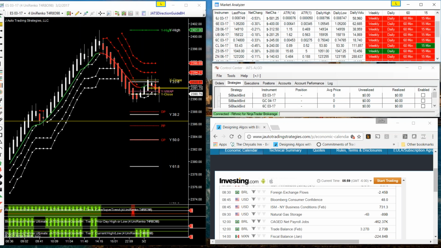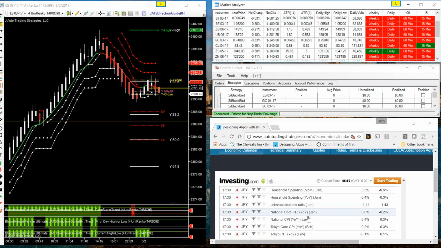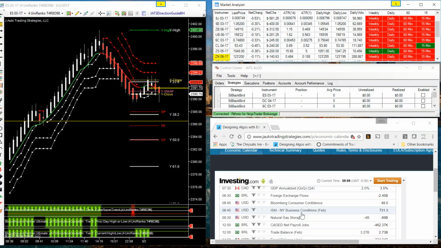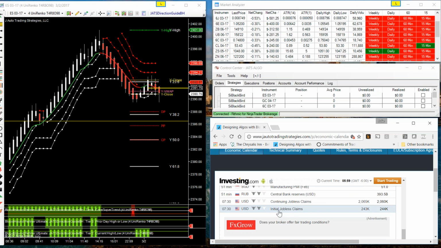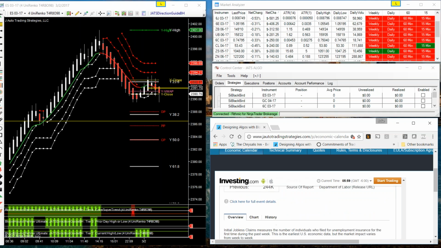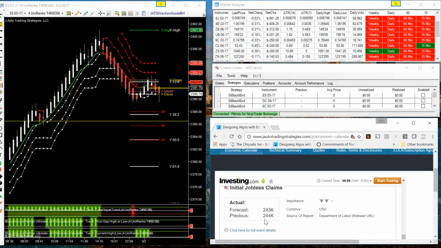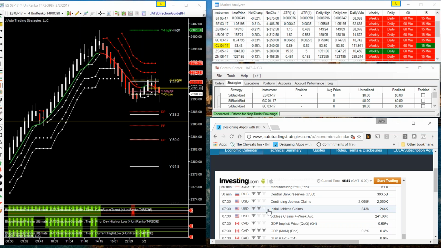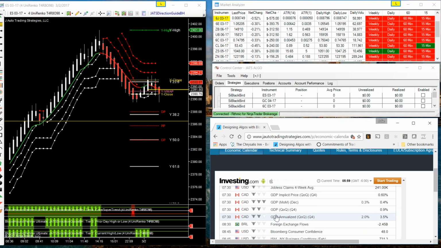Canadian dollar at 7:30. We do have a jobs number coming out at 7:30 also. Initial jobless claims. They're expecting 243. So they're expecting a little bit lower than the previous number. So we'll see if we get a miss or a hit. And that might slow up this volatile move also, making it more choppy and not as likely to continue.